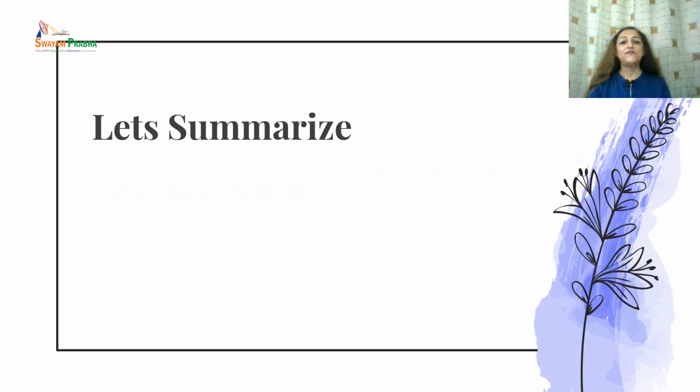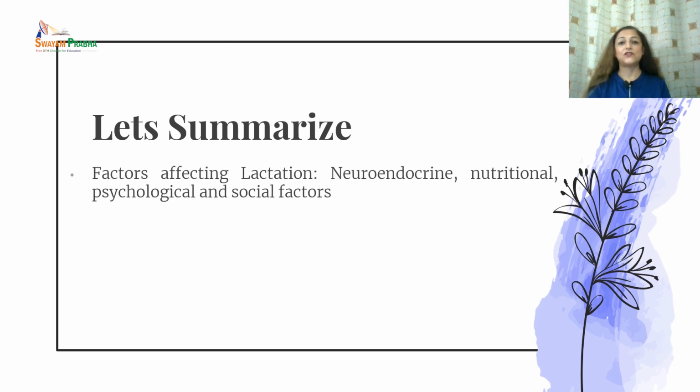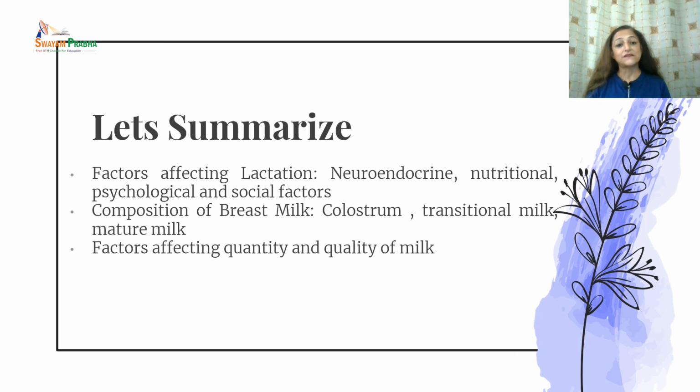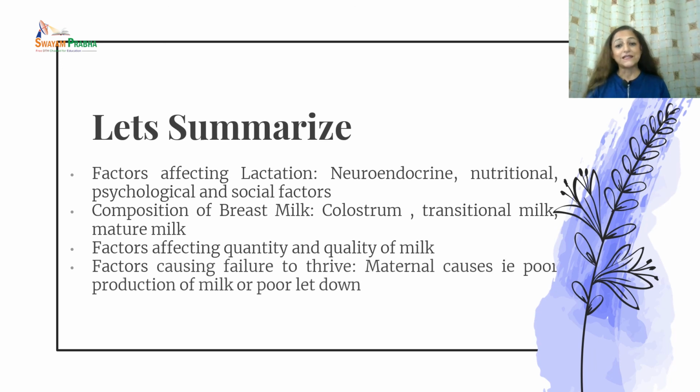Then we studied the factors affecting lactation: neuroendocrine factors, nutritional factors, psychological factors, and social factors. And then we studied the composition of breast milk, including the timeline of production, that is, colostrum, then transitional milk, and then mature milk, along with their composition. Then we studied the factors which affect the quantity and quality of the mother's milk. And lastly, we studied the different factors which cause failure to thrive while breastfeeding.